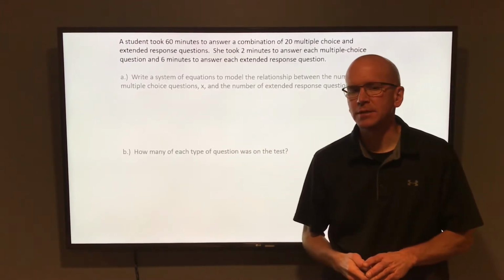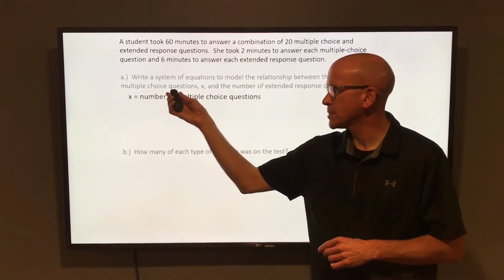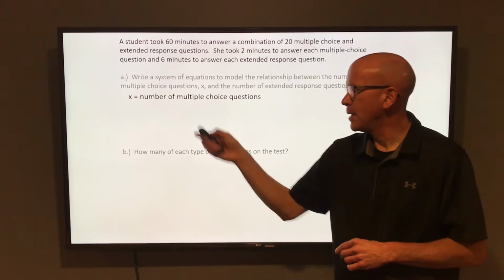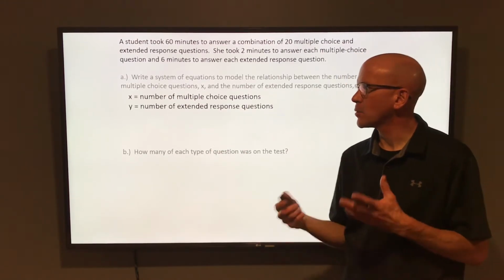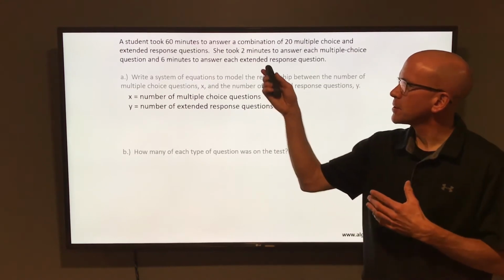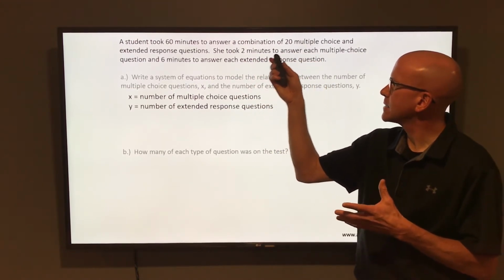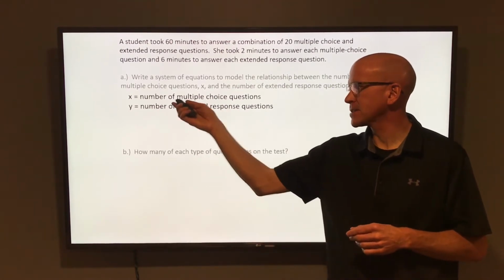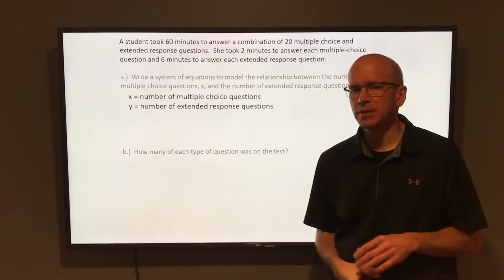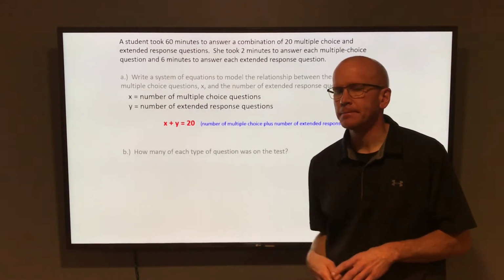So we need to write a system of equations. I'm going to let x equal the number of multiple choice questions because that says it right there, and y would equal the number of extended response questions. Now, system of equations. She took 60 minutes to answer a combination of 20 multiple choice and extended response questions. So 20 questions total. If x is the number of multiple choice, y is the number of extended response, then one equation would be this, x plus y equals 20.